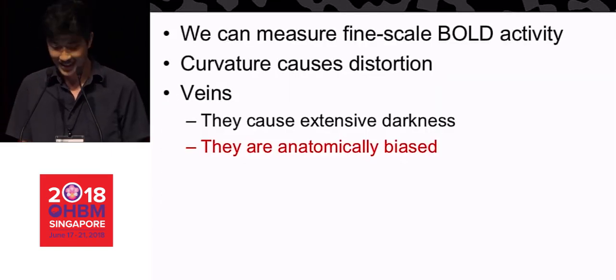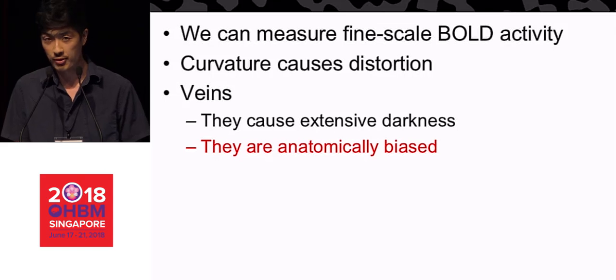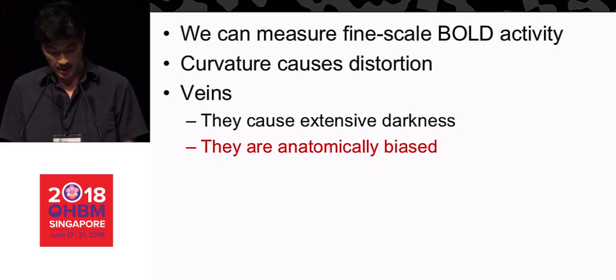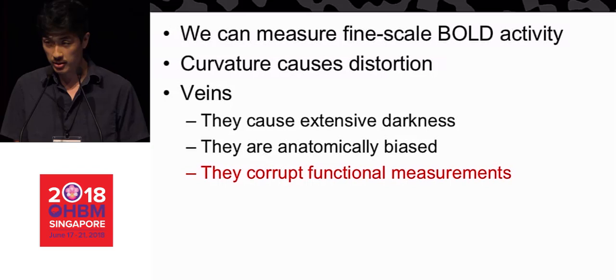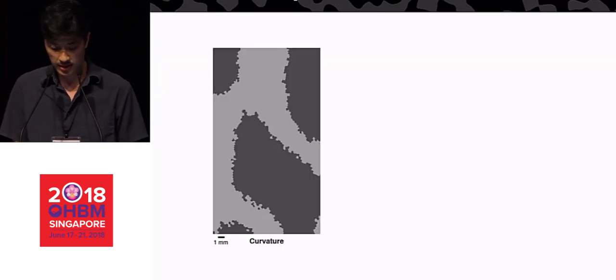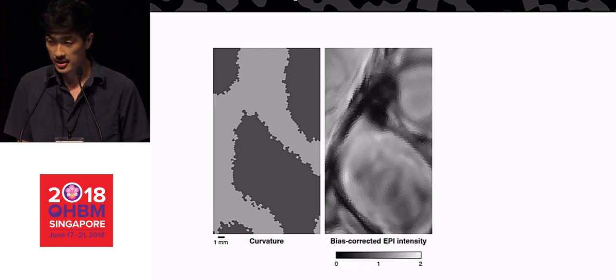Okay, so venous effects are extensive. They tend to occur in systematic locations, therefore they don't, quote unquote, average out if you average across subjects. And most critically, they exert substantial influence on the fMRI responses that we're interested in as neuroscientists. Let's see an example. Here's a zoomed in view of some cortex. Notice the scale bar. And here's a map of EPI intensity that we've already looked at. This is the intricate pattern of vasculature that we can see in this subject.